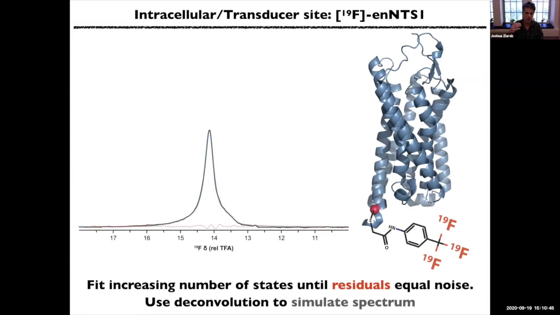And as he does this, he basically fits an increasing number of states until the residuals, shown here in red, are pretty equal to the noise within that spectrum. And then the program also simulates a spectrum, which is shown in gray here. And you can see that there's really nice correlation between the simulated spectrum and the raw unadulterated spectrum.